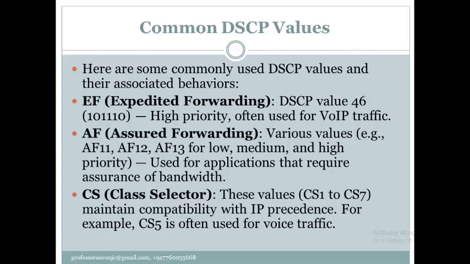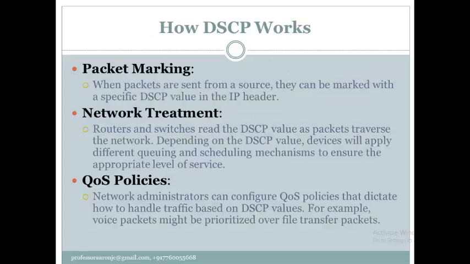This is packet marking. When a packet is sent from the source, it can be marked with different DSCP codes. According to the code level, the treatment will be given. See, routers and switches read the DSCP code values. As the packet travels through the network, depending on the DSCP value, the device will apply different queuing and scheduling mechanisms to ensure the appropriate level of service is given to that traffic. QoS policy: the network administrator can configure a QoS policy that dictates how to handle traffic based on DSCP value.